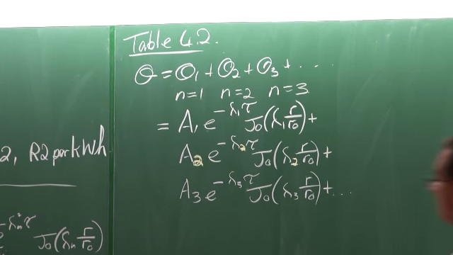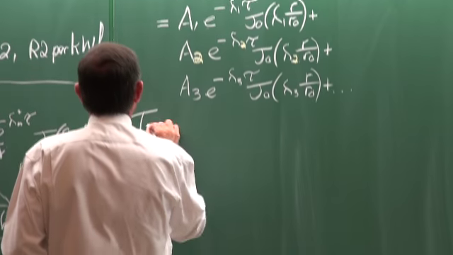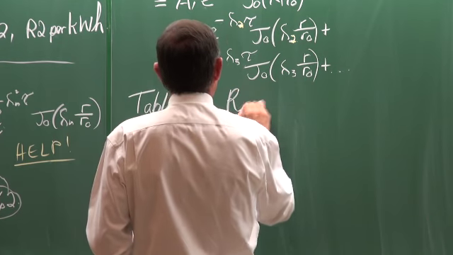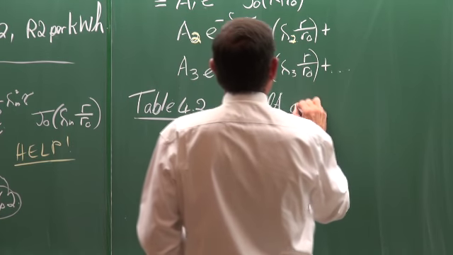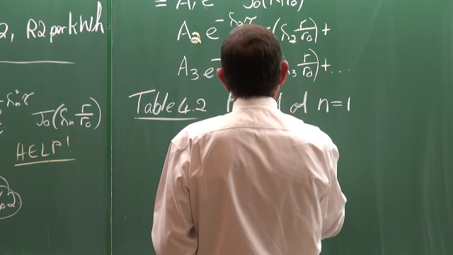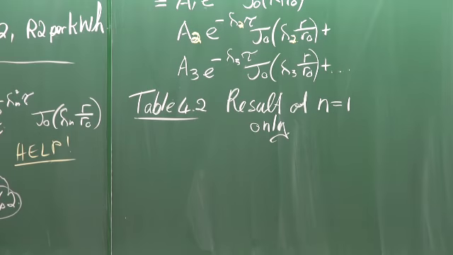So, table 4.2 gives the result for n equal 1 only. It doesn't give us the results for n equal to 2, 3, etc.